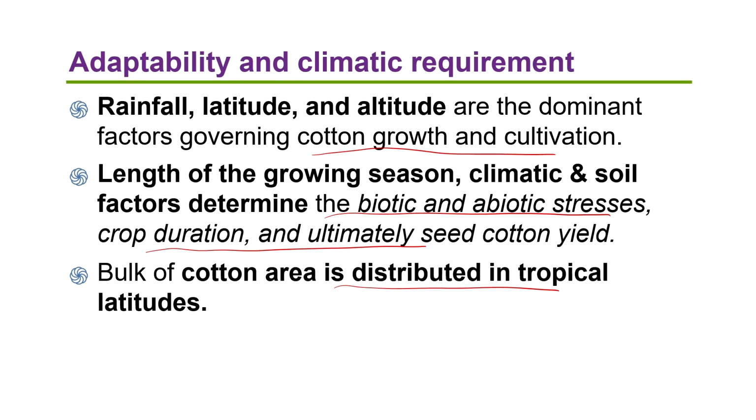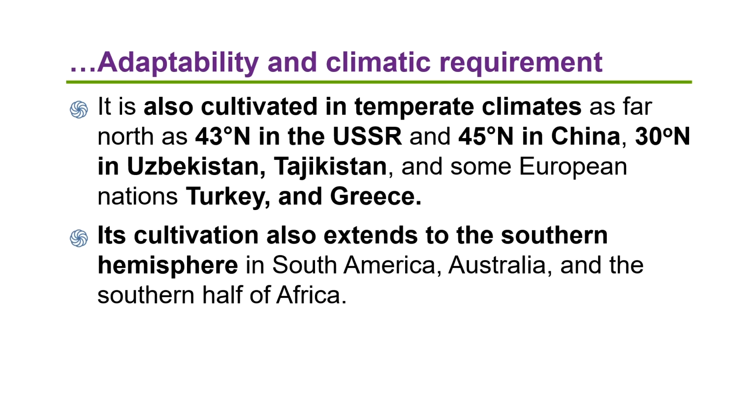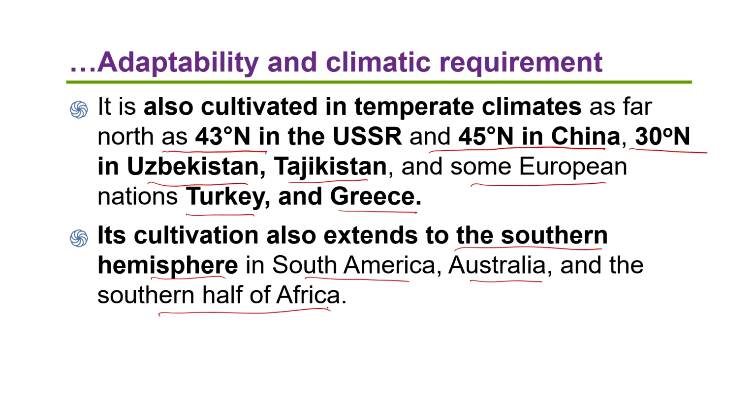It is already covered. It is also cultivated in temperate climates as far north as 43° north in USSR, 45° north in China, 30° north in Uzbekistan, Tajikistan and some European countries like Turkey and Greece. Its cultivation also extends to the southern hemisphere in South America, Australia and southern half of Africa. So you can see it is being cultivated almost on all the continents except Antarctica.